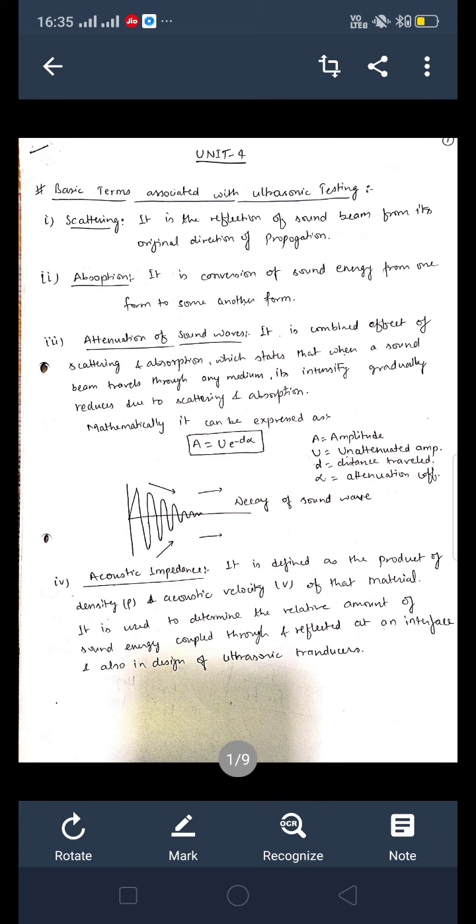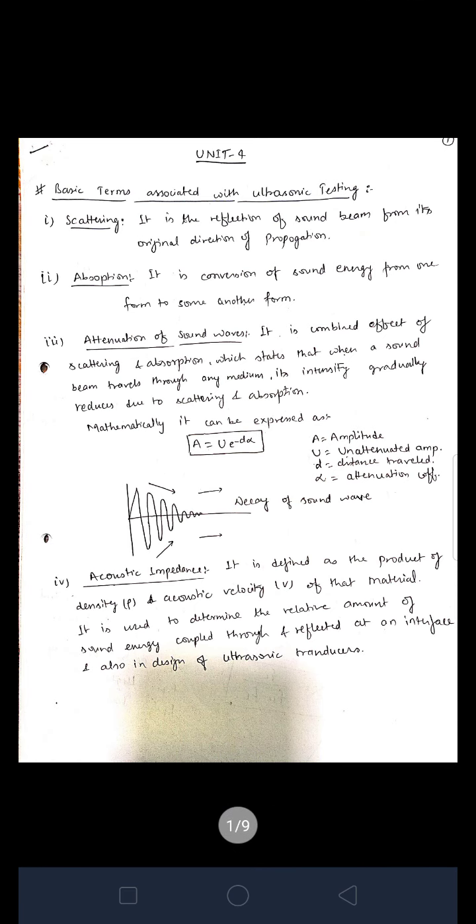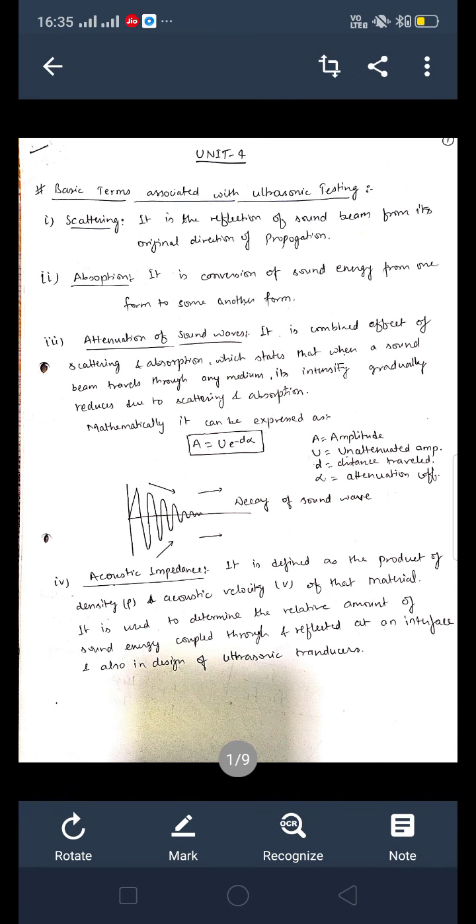And the fourth point is acoustic impedance. It is defined as the product of density and acoustic velocity v of that material. It is used to determine the relative amount of sound energy coupled through and reflected at an interface, and also in the design of ultrasonic transducers. So acoustic impedance equals the product of density and velocity.